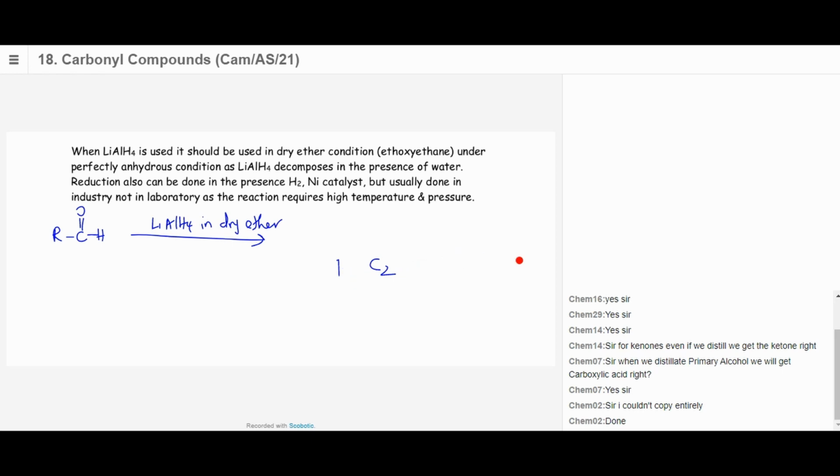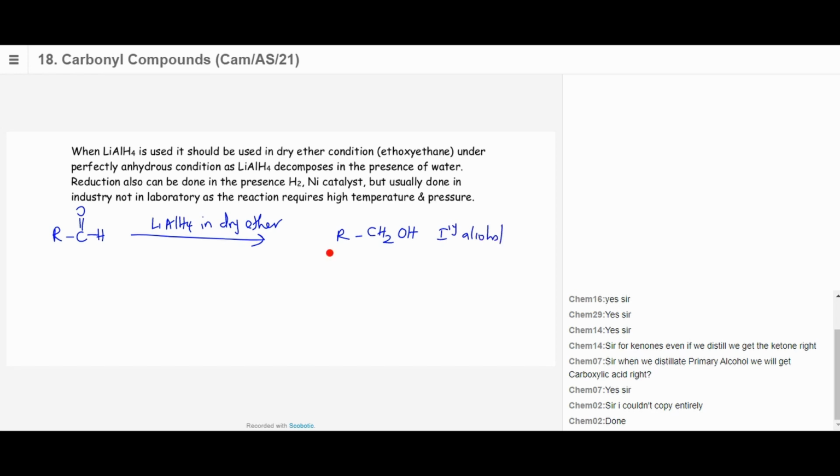This is a reducing agent. You get the corresponding primary alcohol. You add H to this oxygen and H to this carbon. Reduction is addition of hydrogen. You break the pi bond, you add H and H, right? So you get this. This is a primary alcohol.